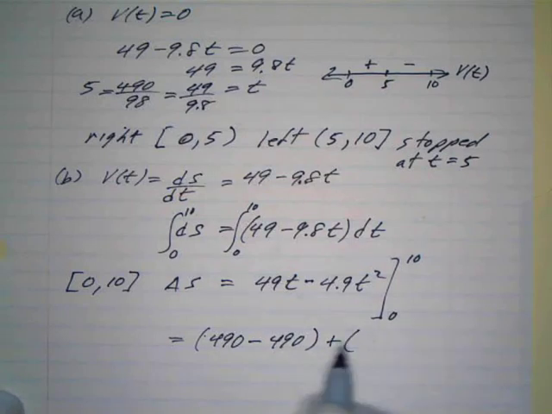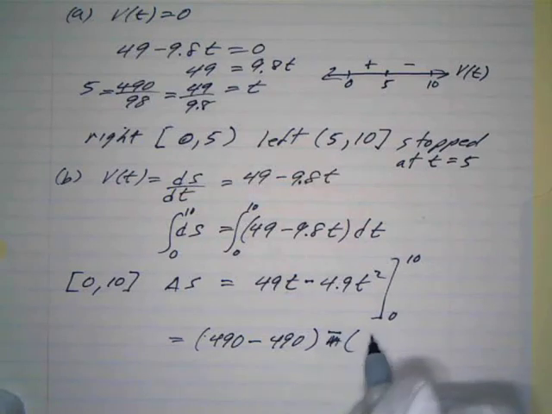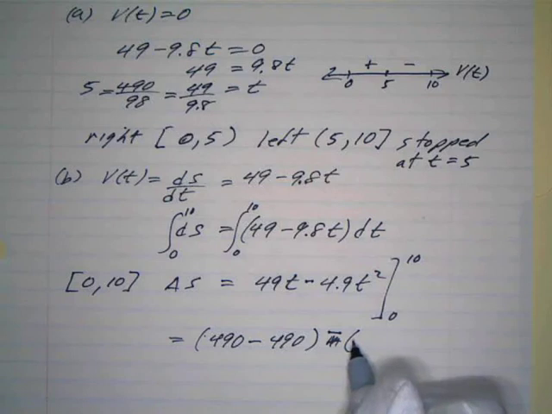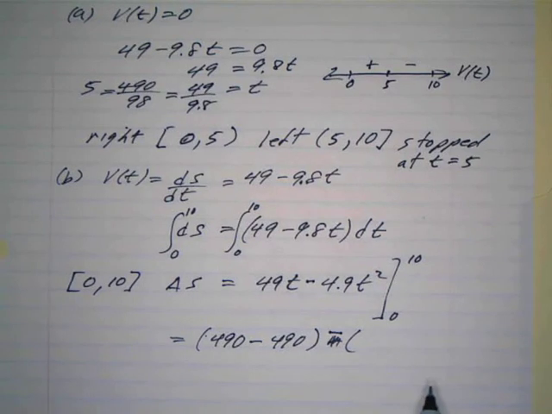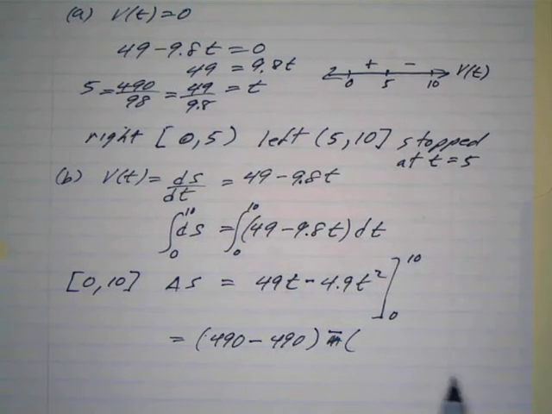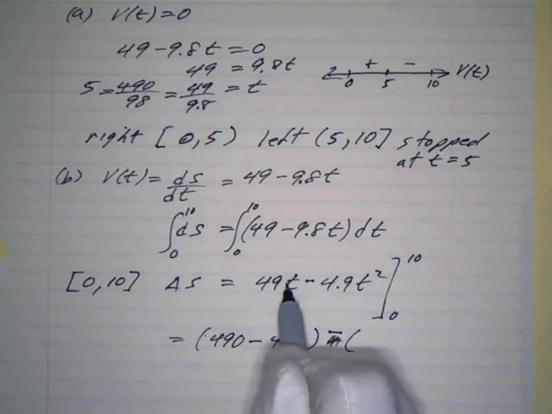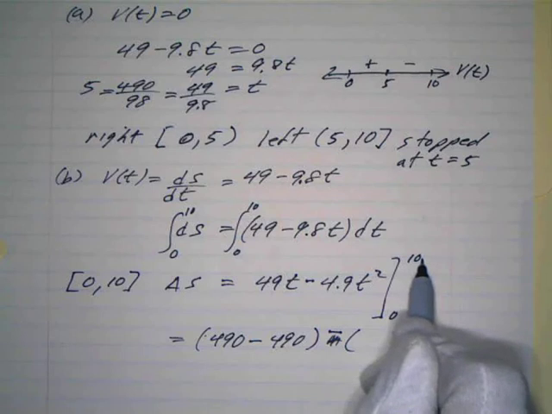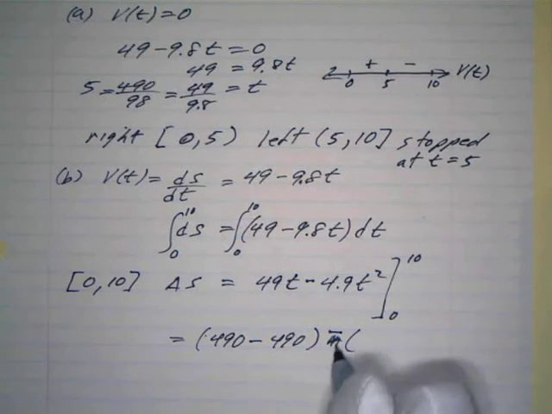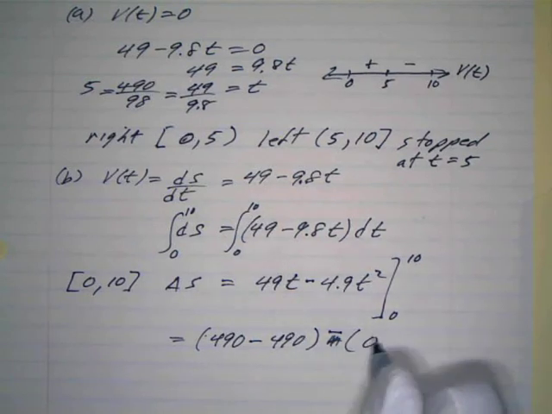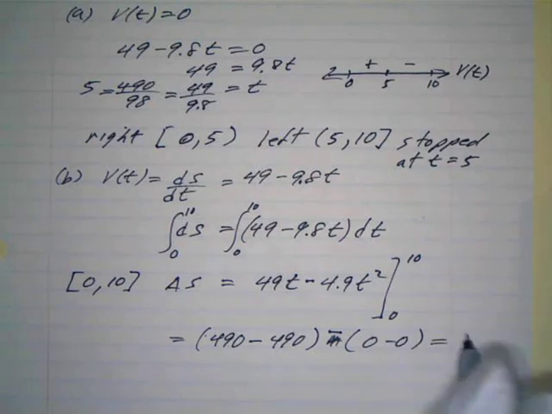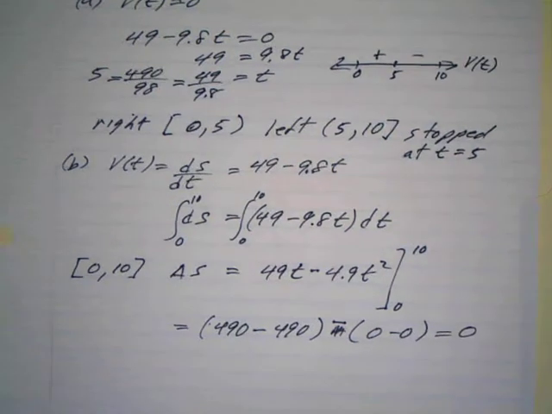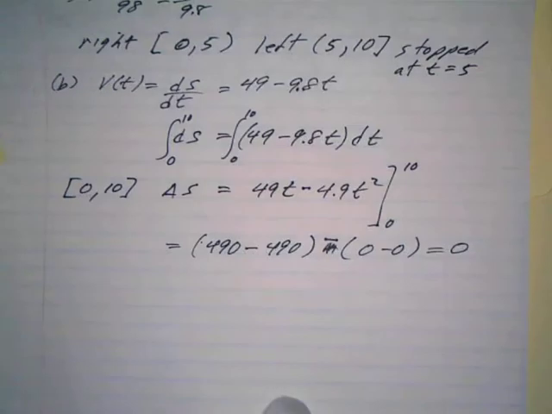Sorry, that should be minus. Okay, so that's evaluating at that. Okay, so that's going to be, yeah, I'm sorry, that was minus, and that's going to be 0 minus 0. So it works out to be 0. So my displacement was 0 like in the first problem.